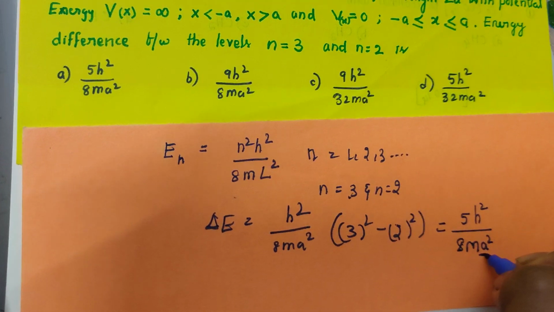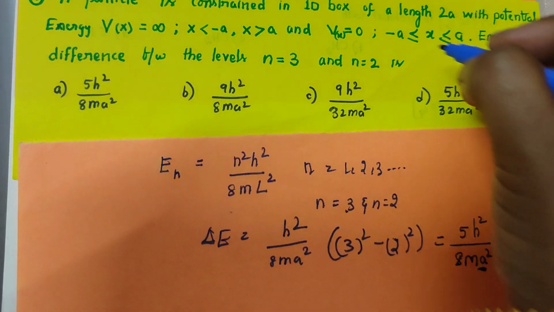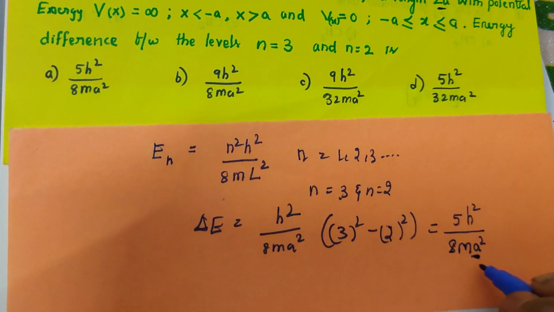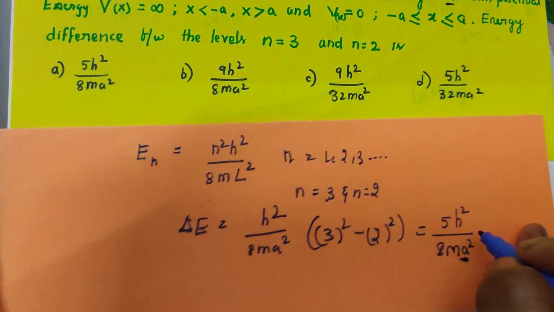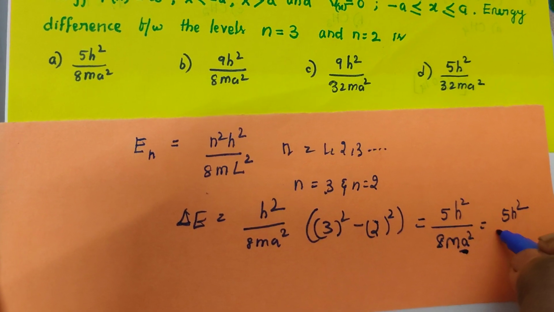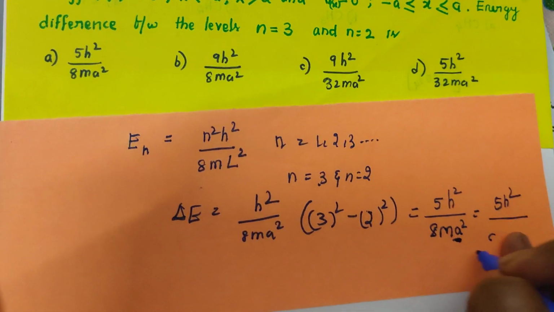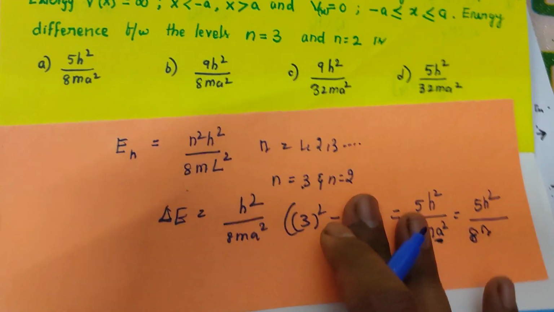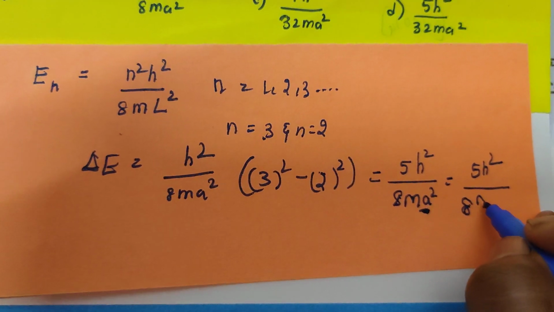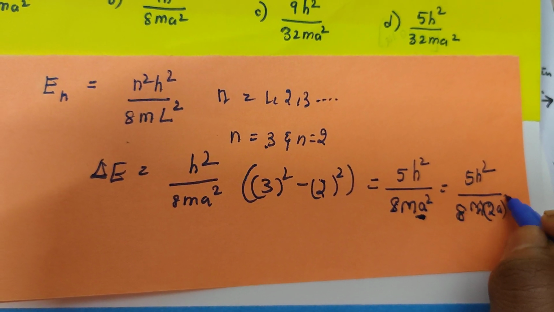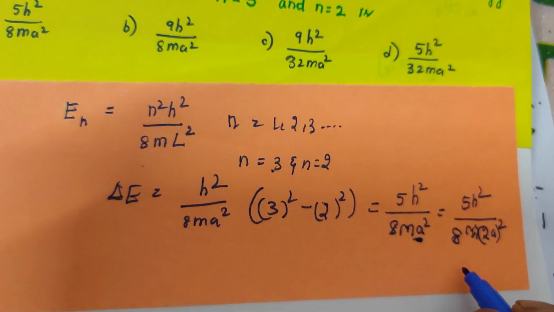But the box length given in the question is 2a. So instead of a, you can substitute 2a. So you will get 5h square upon 8 m (2a) square, right? Substituting, it comes to approximately 4a square.